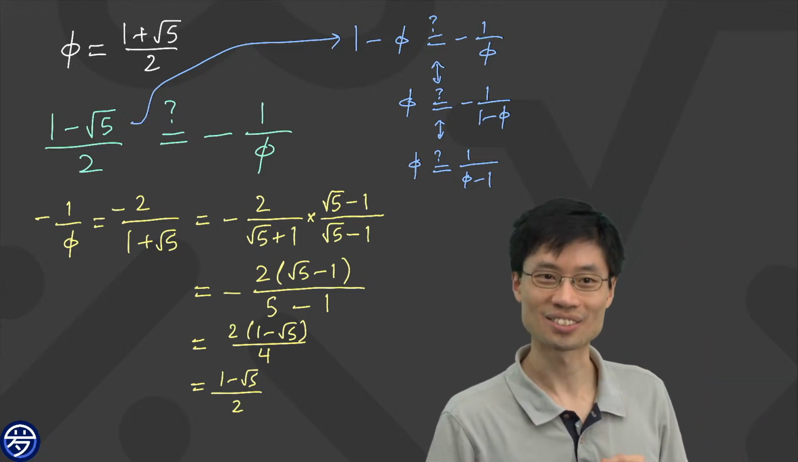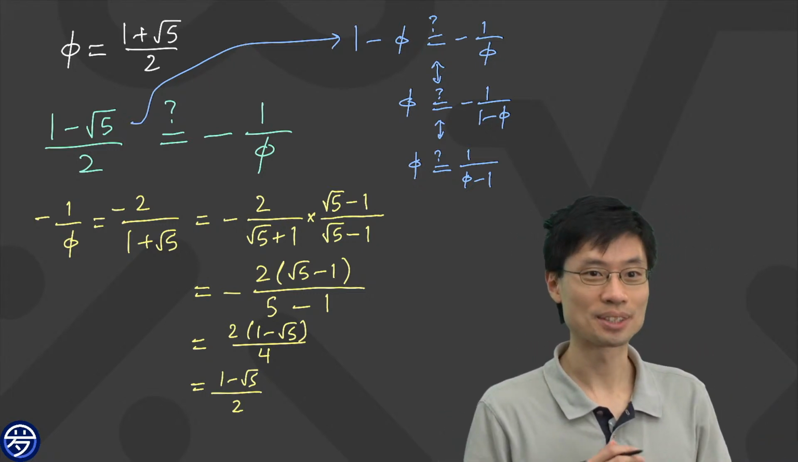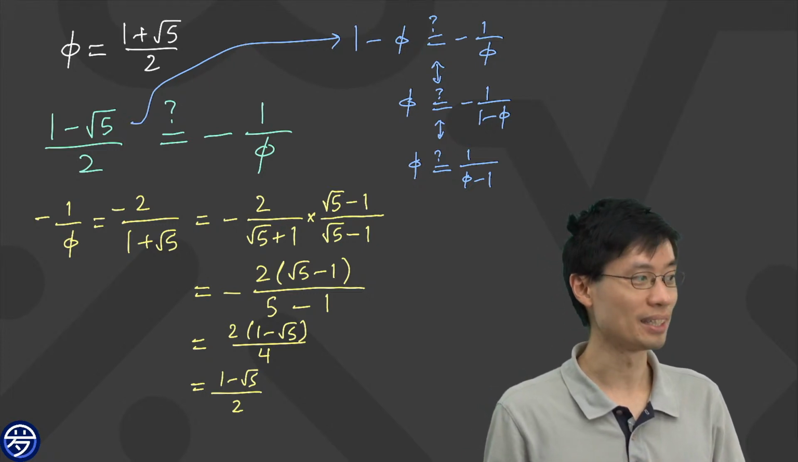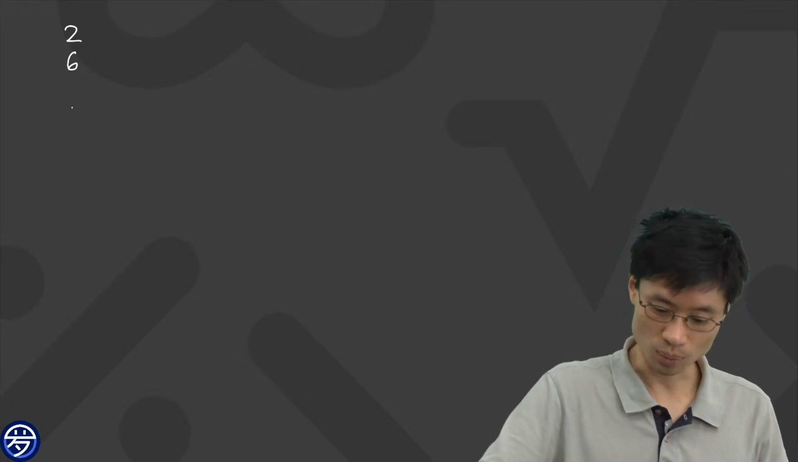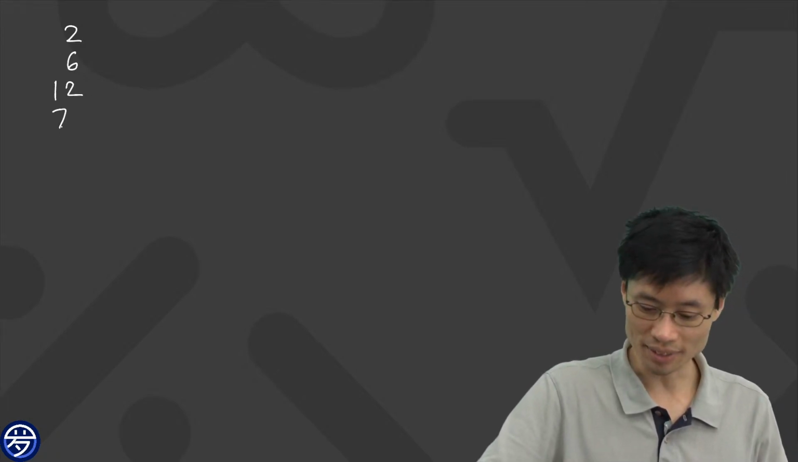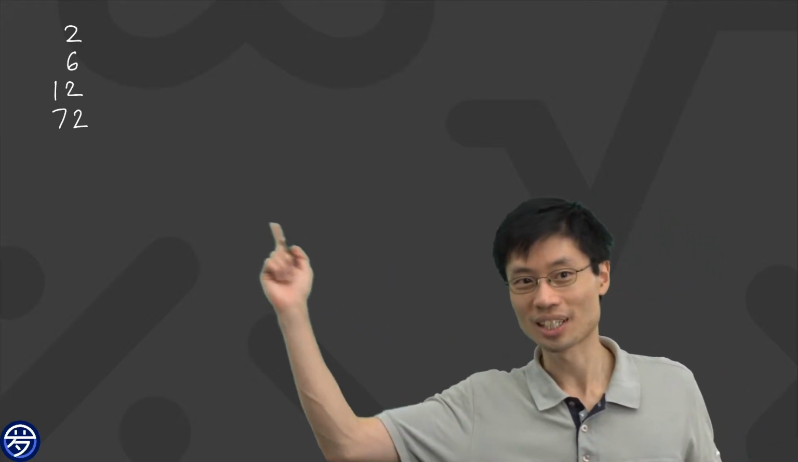Oh, let's try this one, okay? So this one happens to be by Unknown Monkey. And Unknown Monkey has a problem about the sequence. The sequence goes 2, 6, 12, 72. Hey, does anyone know what's going on in this sequence? Does anyone know how you get the next term in this sequence?